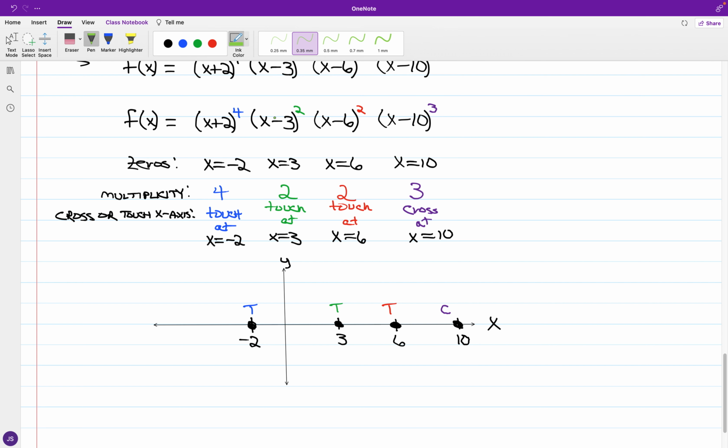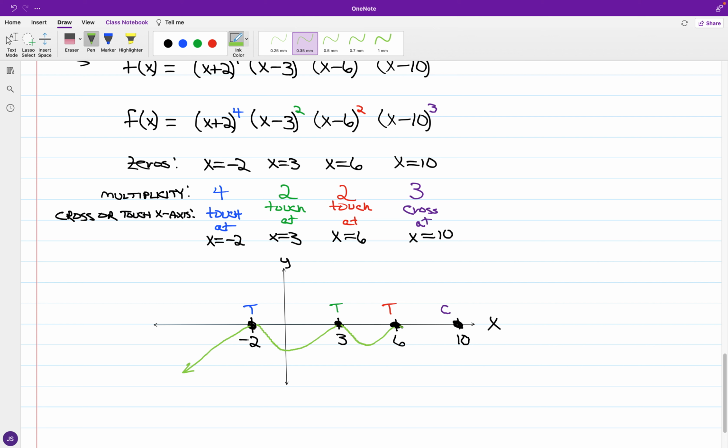So for the graph itself, for f of x, the graph is going to start underneath the x-axis, and it's going to rise. Once we get to x equal to -2, it's going to touch but not cross. It's going to essentially bounce off the x-axis and go up again. Once we get to x equal to 3, you have another touch but not crossing, and it's going to descend and then rise up again.